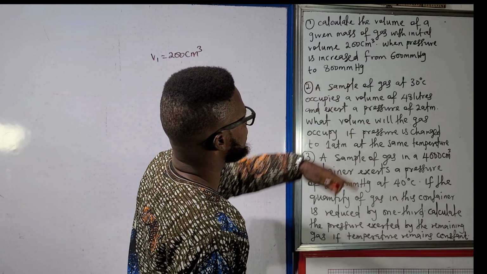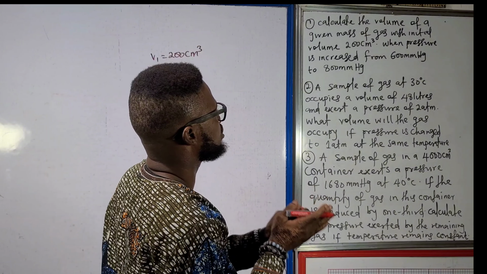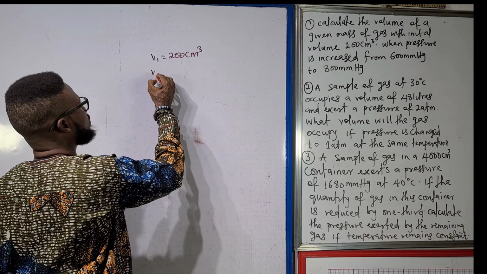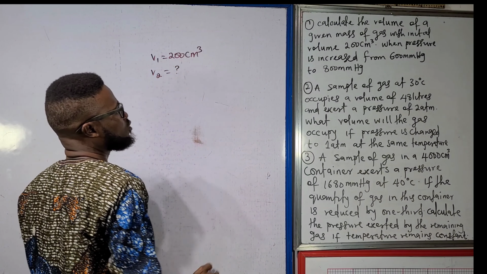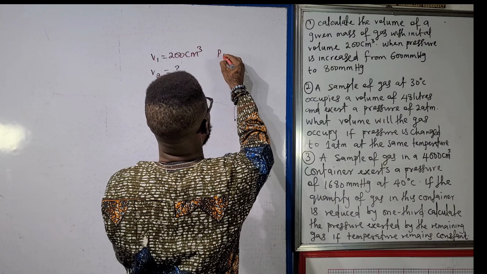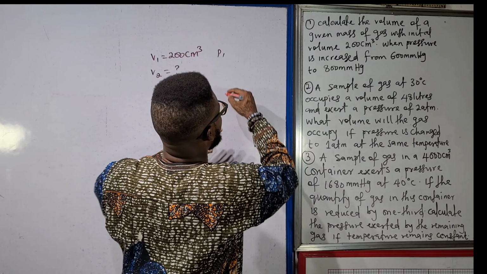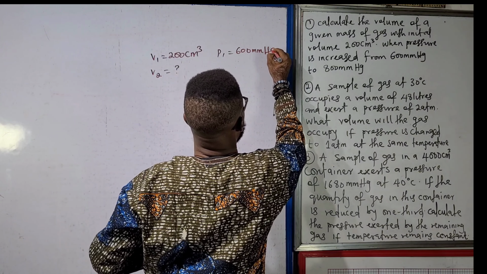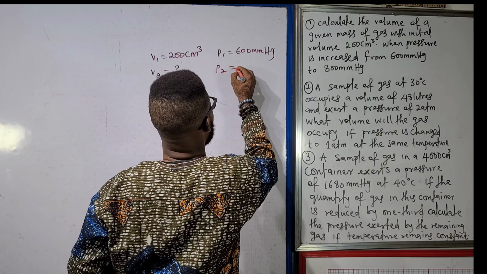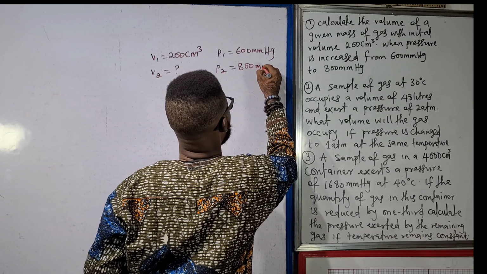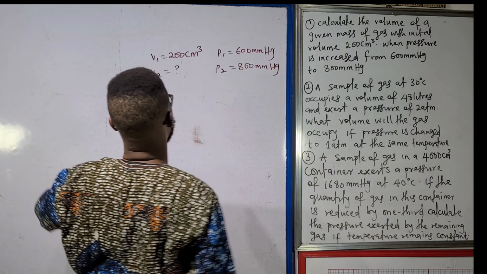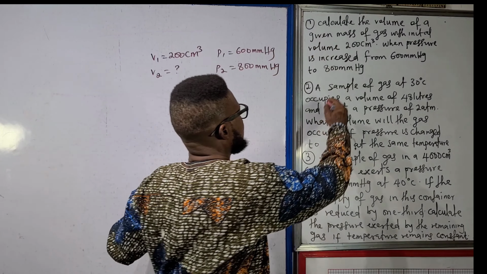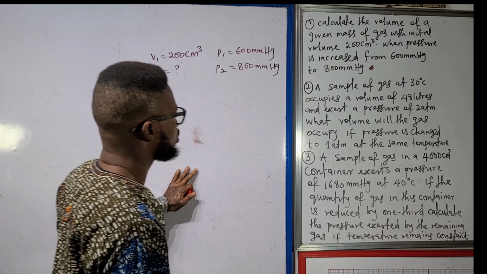When the pressure is increased from 600 millimeter mercury to 800 millimeter mercury, calculate the volume. So we're looking for the final volume here. When the pressure is increased, P1 here is 600 millimeter mercury and P2 here is 800 millimeter mercury. So we're basically looking for V2. Those are the things we can extract from the first question here.